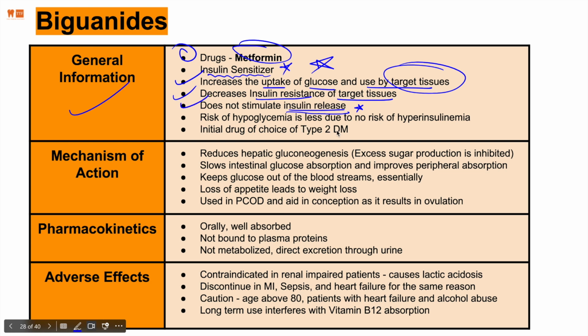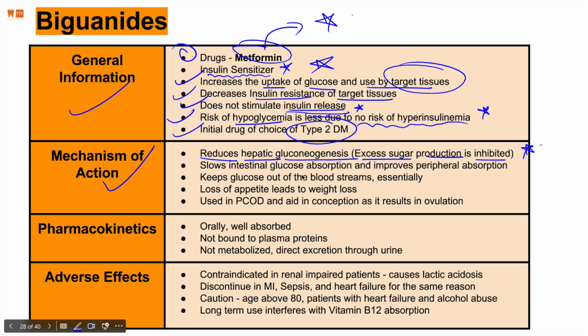The risk of hypoglycemia is less because it doesn't stimulate insulin. It just says, glucose, please get used up. The risk is less due to no hyperinsulinemia. The initial drug of choice for type 2 diabetes is metformin, guys. Mechanism of action: it reduces hepatic gluconeogenesis, meaning excess sugar production is stopped. Excess, not normal, excess sugar.